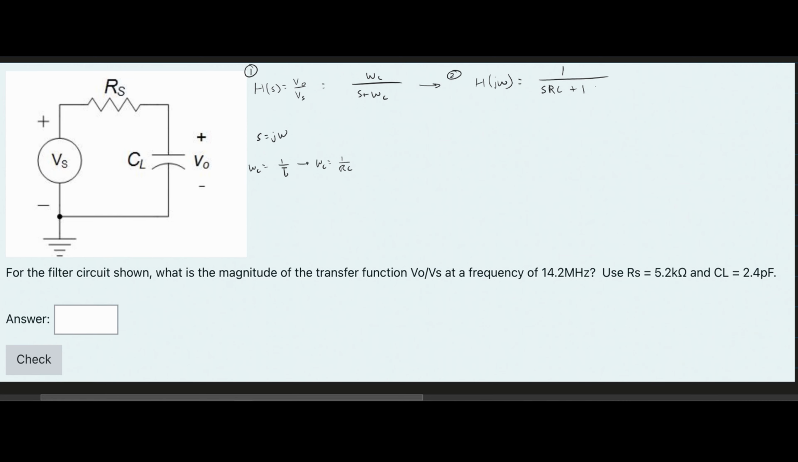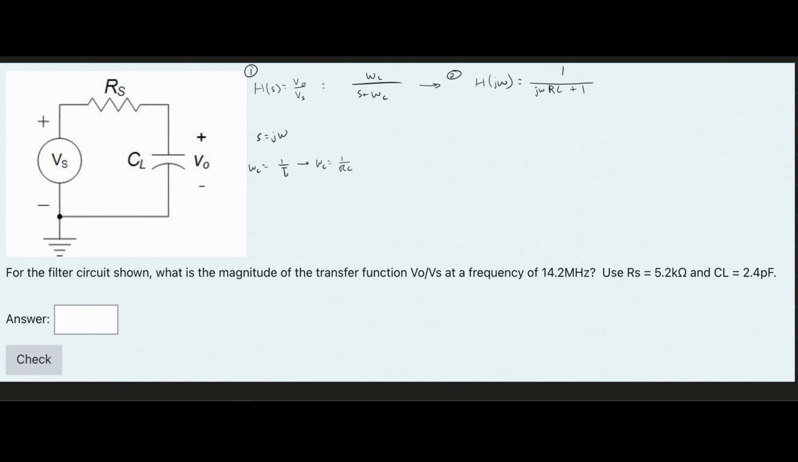And now from here, what we can do is pretty simple. We're just going to substitute in for our S the jω. We already substituted it on the left, so we need to do it on the right. So we're going to have our jω times our RC, and then we have this plus 1 here. So now what we need to do is find our omega.